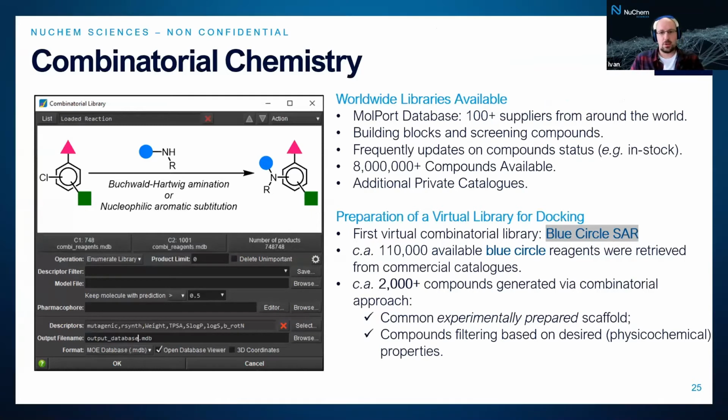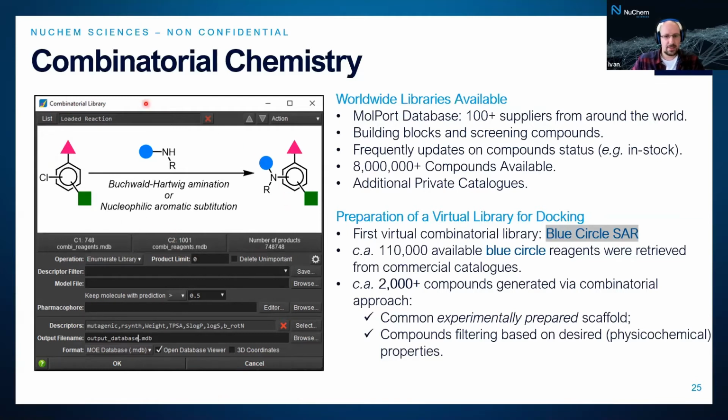So we began our combinatorial study by focusing on a virtual SAR on the functional group identified by the blue circle. The first chloro intermediate shown here can be prepared in gram quantities and subsequently can be reacted with amine building blocks via either transition metal catalyzed Buchwald-Hartwig amination or nucleophilic aromatic substitution reactions, depending, of course, on the nature of the aromatic ring in the starting material. To generate our first virtual combinatorial library, we applied the corresponding functionality in MOE.